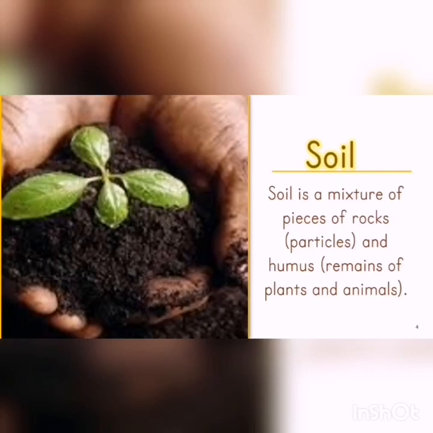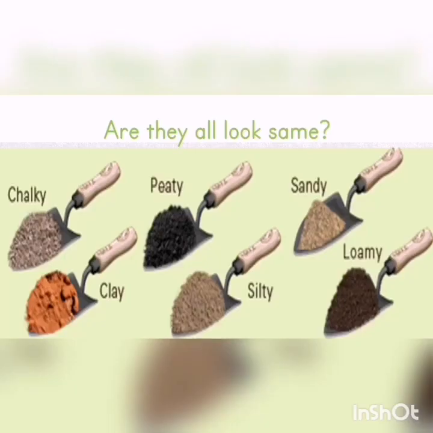Students, do you know about soil? Soil is a mixture of small particles of rocks and humus, which is the remains of plants and animals. Dear students, can you see different types of soil? Do they all look the same? Do they have the same color? Or how are they different?